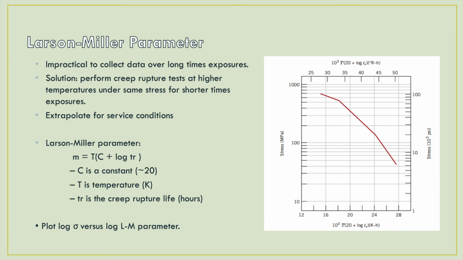The Larson-Miller parameter exists to help speed up rupture tests, which were quite impractical to conduct over long-time exposures. In order to do so, the tests would be done at higher temperatures while maintaining the same stress, allowing the test a shorter time exposure. The results can then be analyzed by plotting a logarithmic graph such as this one.